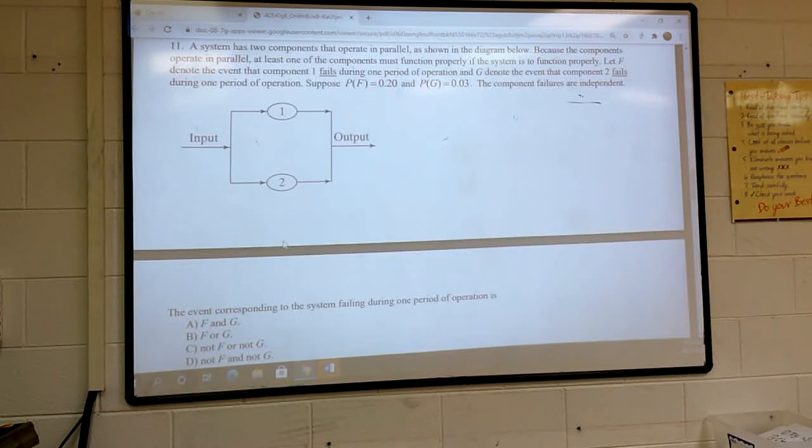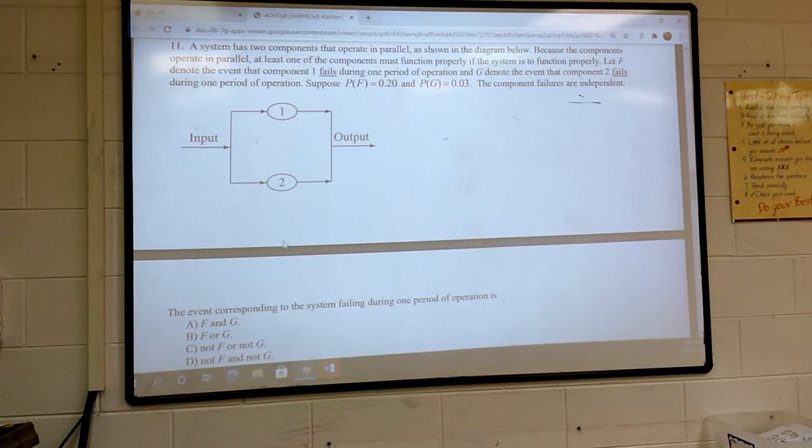A system has 2 components that operate in parallel as shown in the diagram below. Because the components operate in parallel, at least one of the components must function properly if the system is going to function properly. Let F denote the event that component 1 fails, and G the event that component 2 fails. Suppose P(F) is 0.2 and P(G) is 0.03, and they are independent.